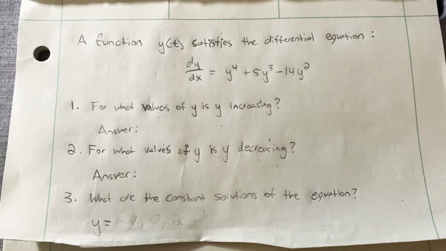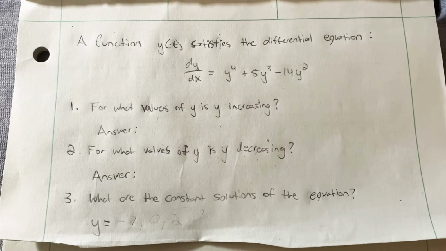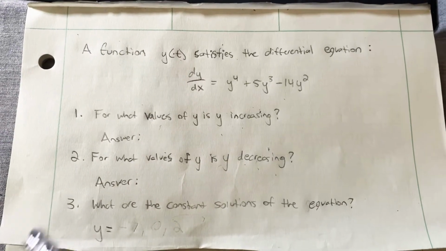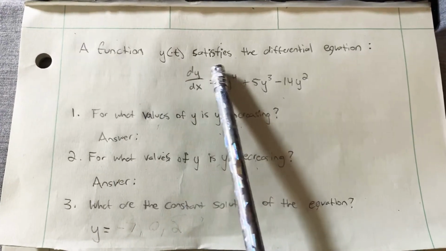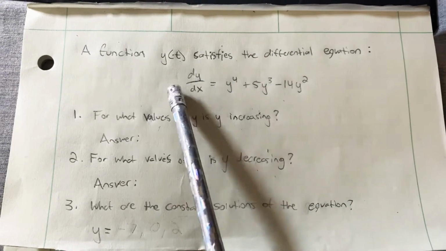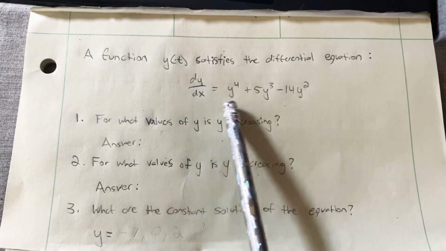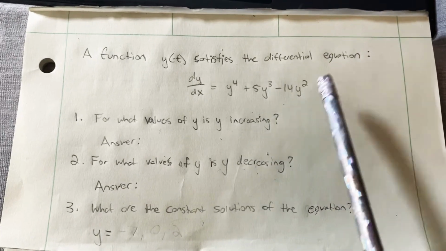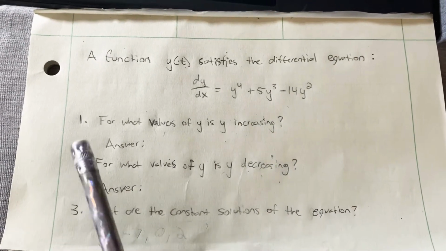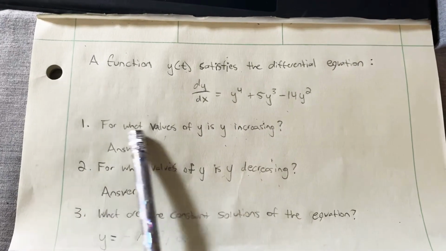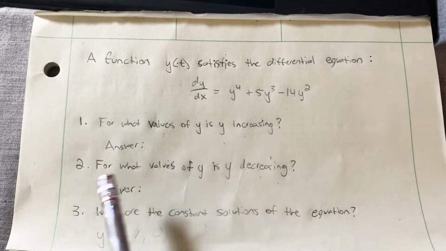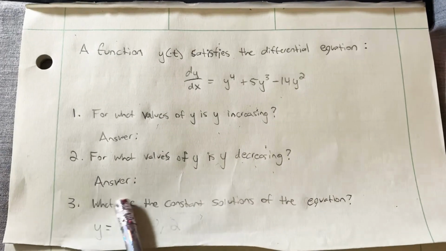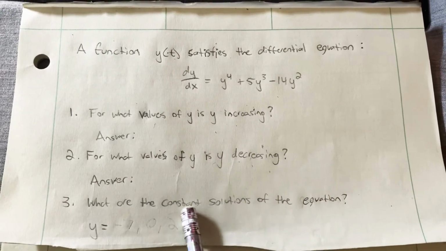I'll be discussing web work homework number 4, problem 11. For this problem, we have a function y(t) satisfying the differential equation dy/dx equals y to the fourth plus 5y to the third minus 14y squared. What we want to find is: 1, for what values of y is y increasing, 2, for what values of y is y decreasing, and 3, what are the constant solutions of the equation.